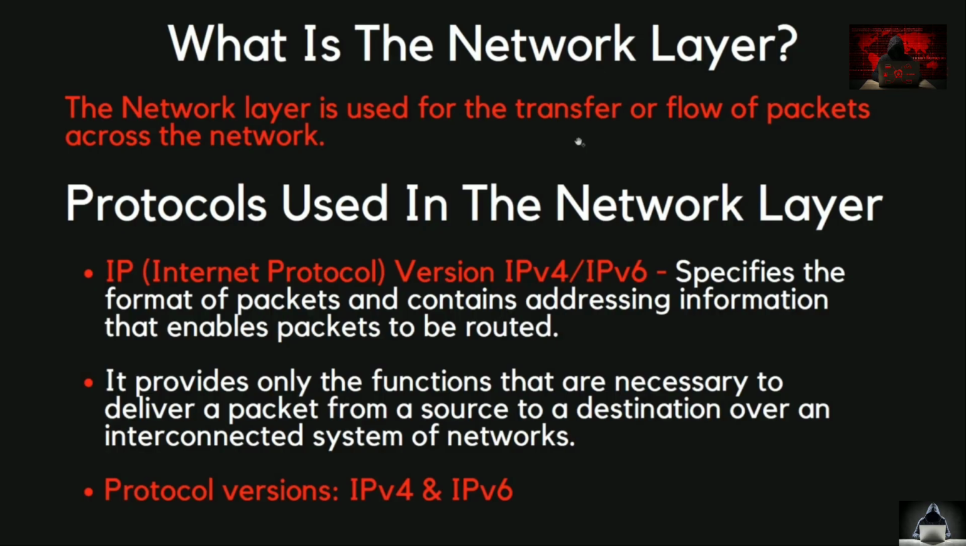Essentially, the Internet protocol will specify the format of the packets and will contain the addressing information, in the sense that it contains information that allows the packets to be routed across a network. It provides only the functions that are necessary to deliver a packet from a source to a destination over an interconnected system of networks. Its purpose is to make sure that a packet is sent from its source to its destination, correctly and efficiently. Now, as I said, the protocol versions that we have are IPv4 and IPv6.